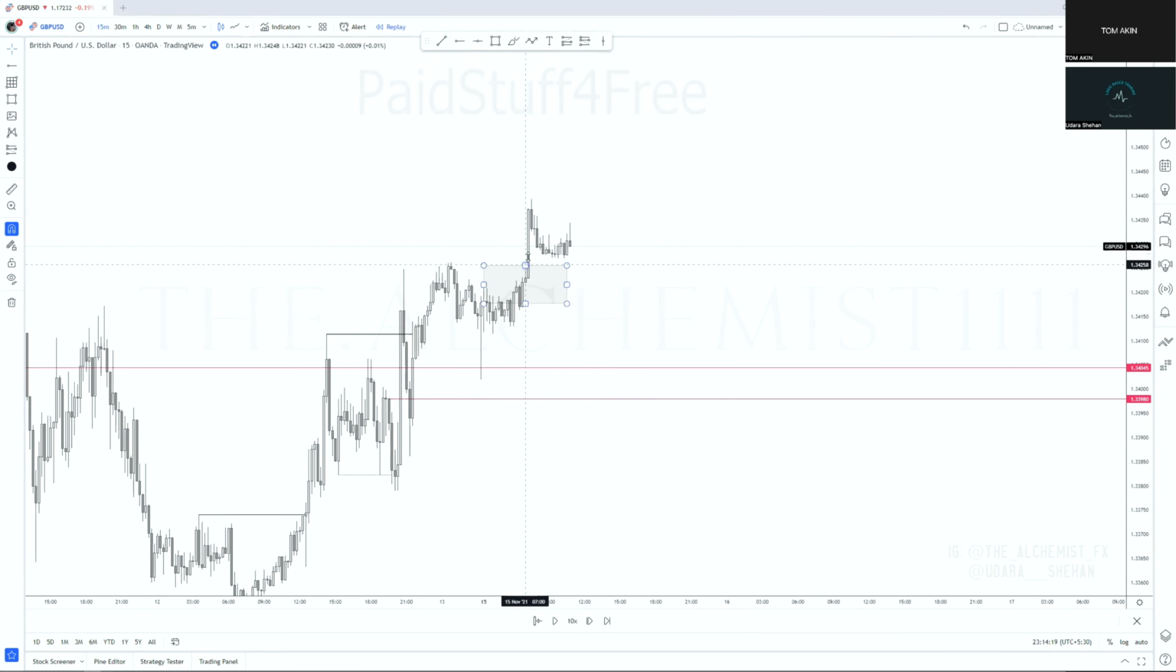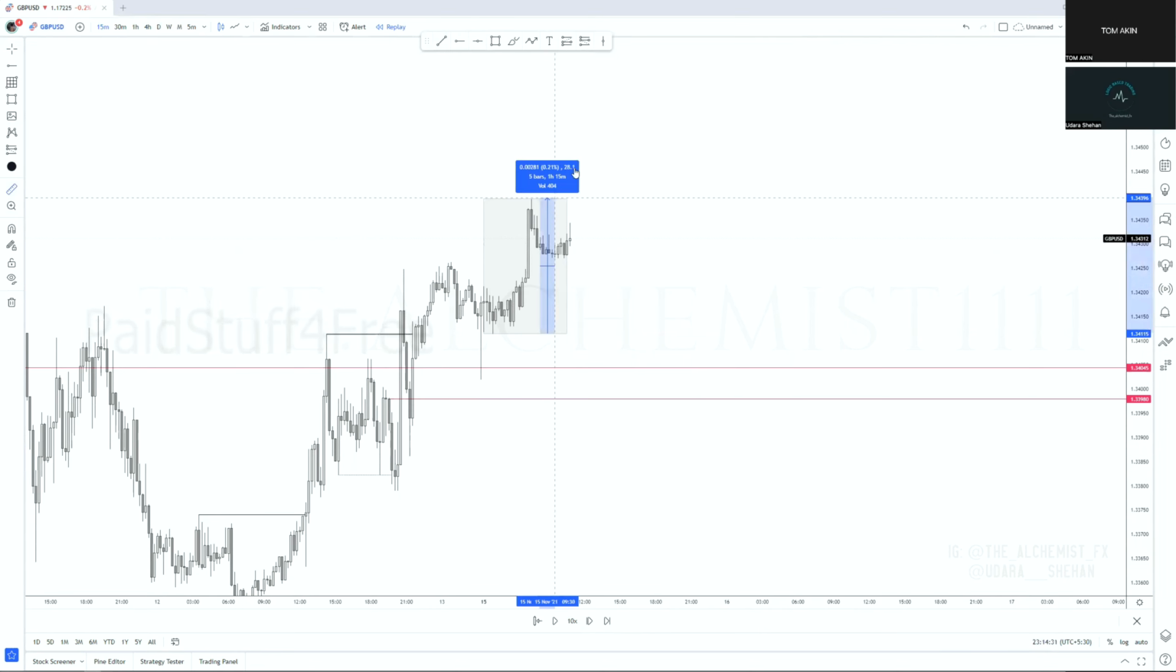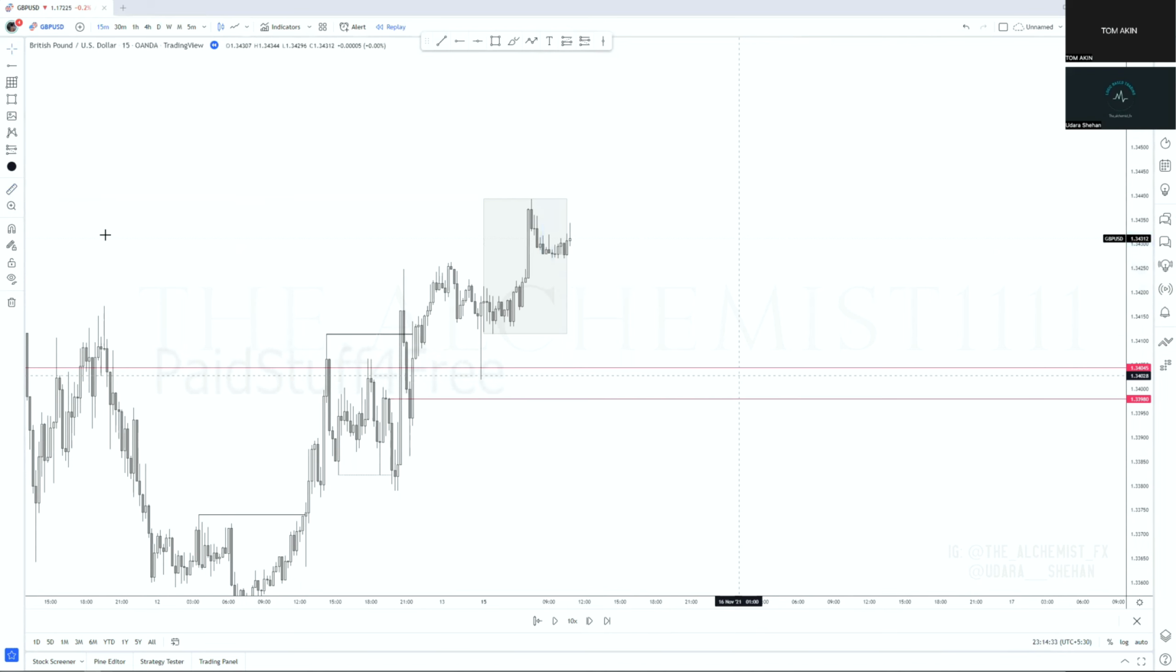There we go, Asia is now over. Sorry, Udara. How many pips did Asia do for this one? Let's see. Only 28 pips. See that? Only 28 pips. Okay, so we have that marked out.